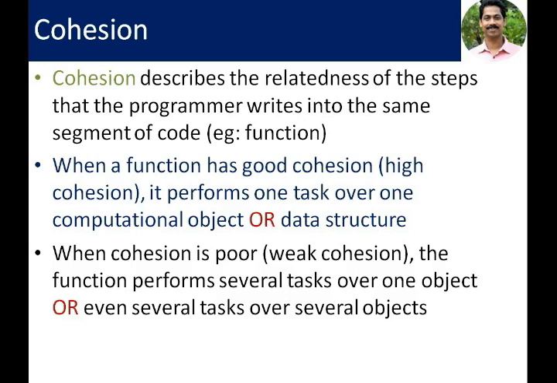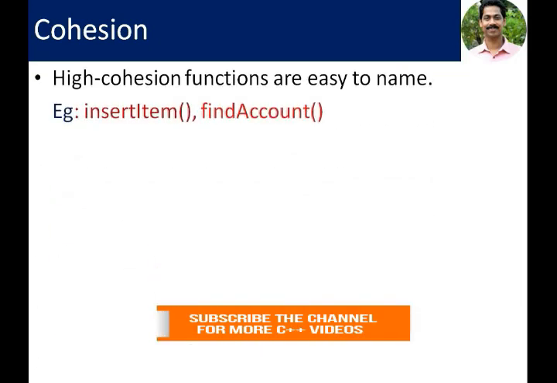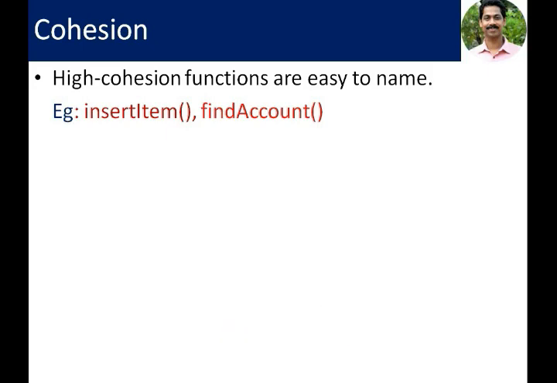So a high cohesion program is preferred in software engineering. High cohesion functions are easy to name. For example, insert item, find account. That means the function purpose is very clear in the function heading itself. Insert item: this function is used to insert an item.